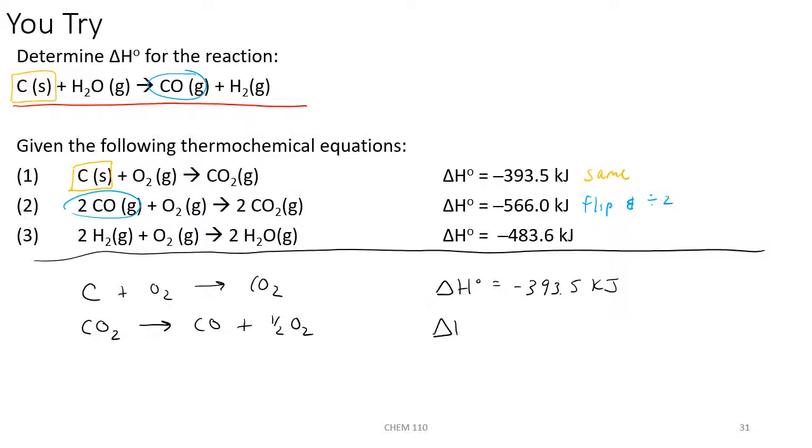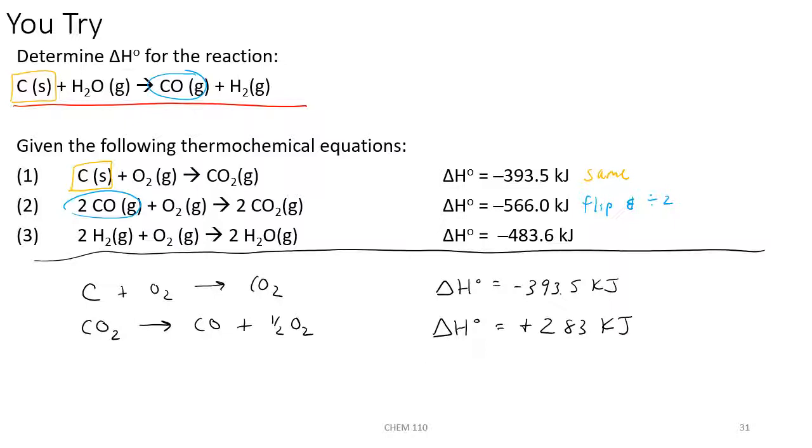Our delta H is going to be, it was negative 566 kilojoules, and we're going to want to make our negative positive and divide that by 2, and so that will end up being positive 283 kilojoules when we make the changes.